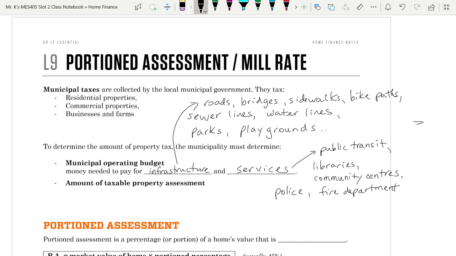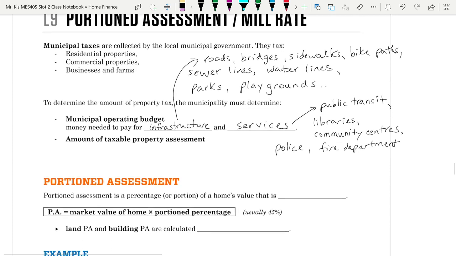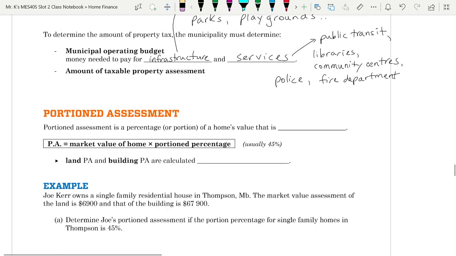Now, when you pay for property taxes, do they base how much you pay on the entire value of your property? And the answer is no. They only base it on a portion. That's why they call your tax assessment a portioned assessment. It's a percentage or portion of your home's value that they base their assessment on. So a portioned assessment is a percentage or portion of a home's value that is taxable.